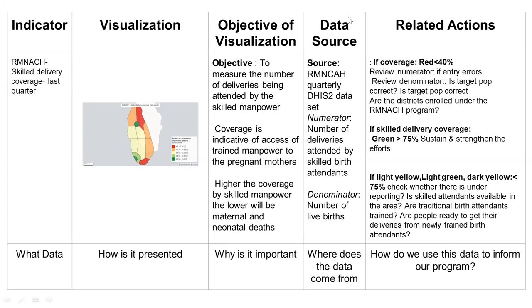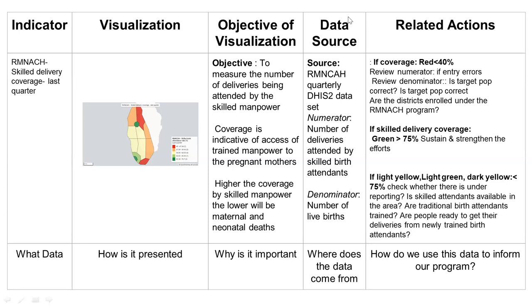Here is the only indicator, skill delivery coverage. What is the other indicator? What are the parameters? I cannot understand it. You were breaking up, I couldn't get you. Can you explain what he was trying to comment? No, what are the others? I couldn't get you actually. What are the other parameters?